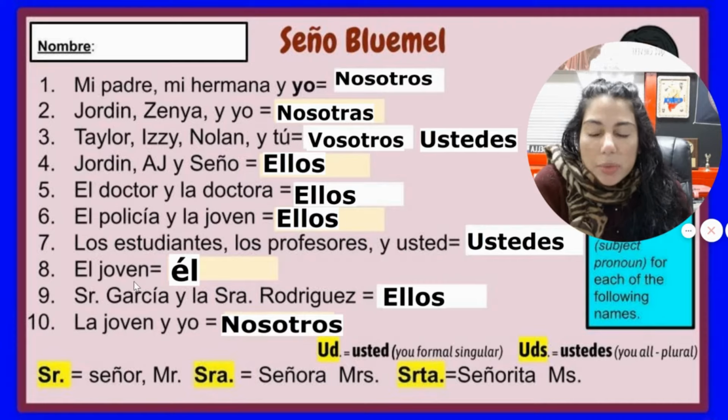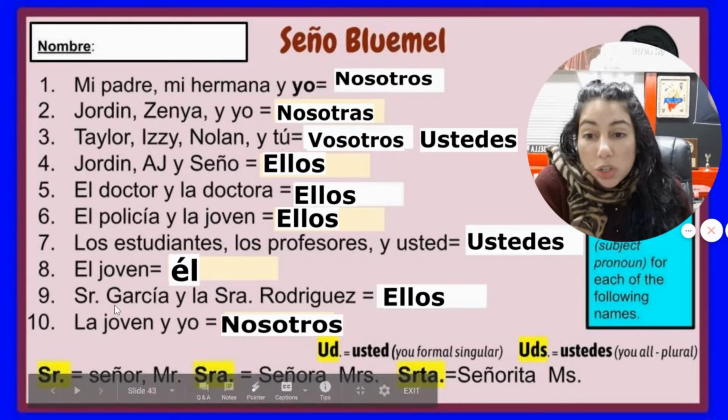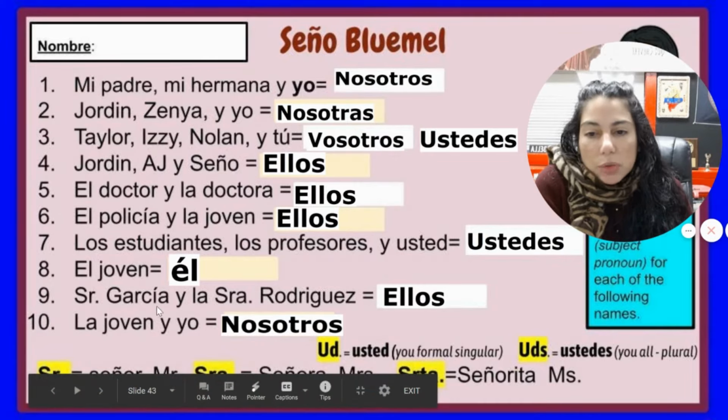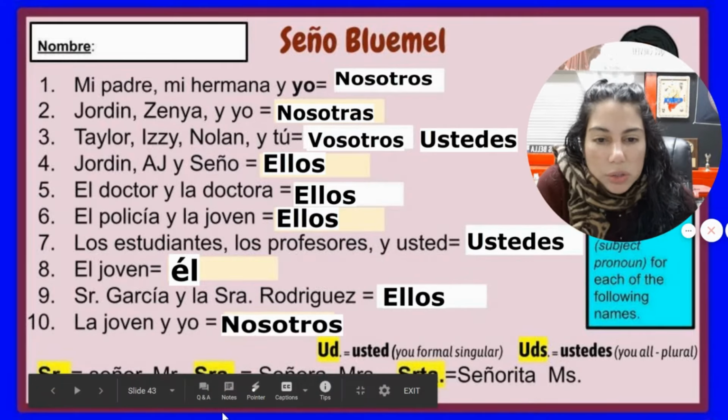El joven, which is a youngster, a young boy, would be él. Señor García y señora Rodríguez would be él y ella, so it would be ellos. And then la joven y yo, it would be nosotros, because it includes me.